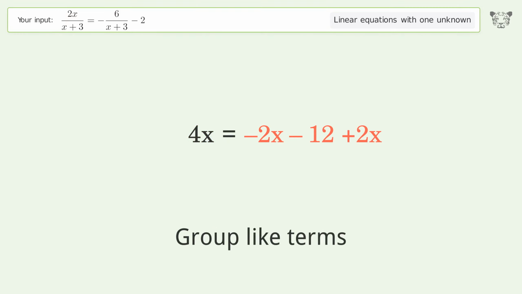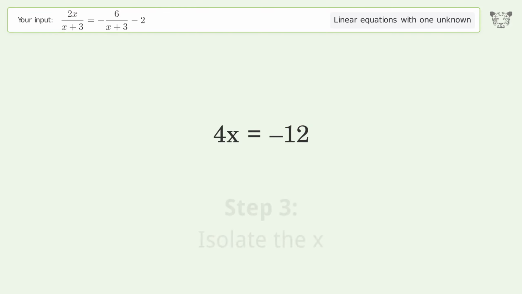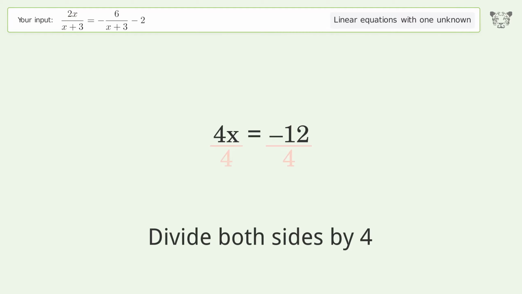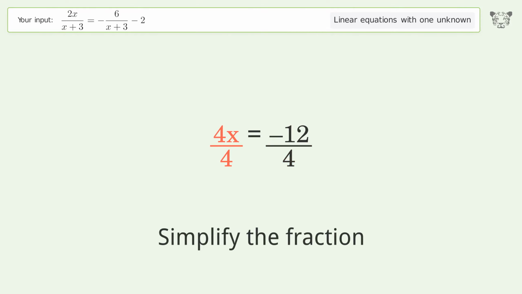Group like terms. Simplify the arithmetic. Isolate the x. Divide both sides by 4. Simplify the fraction.